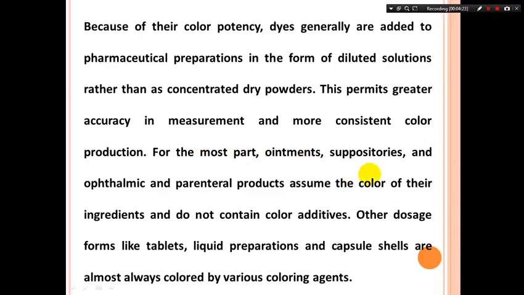Regarding the ointments, ophthalmic and pharmaceutical products, they do not contain color additives, only the color of their ingredients, while the tablet, liquid preparation and capsule are sometimes or always colored by various coloring agents.